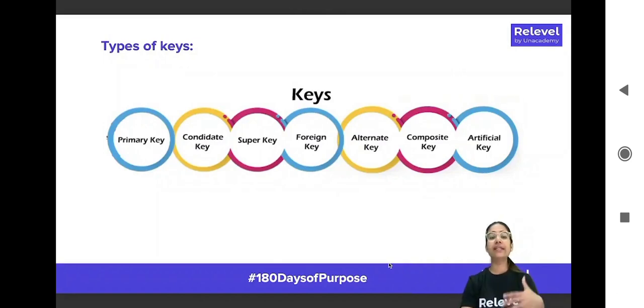Now, in the classification of keys also, there can be different types of keys which are present, which we are going to cover as well. So we have primary key, candidate key, super key, foreign key, alternate key, and composite and artificial key. So there is a total classification of 7 keys, and in this video, we are going to cover all of them.